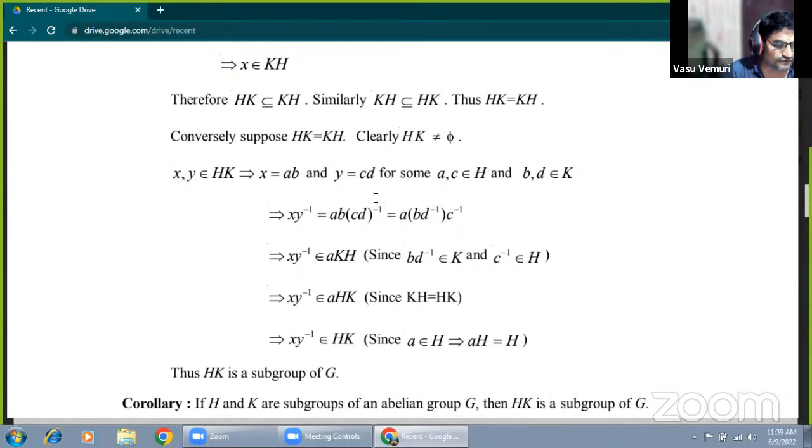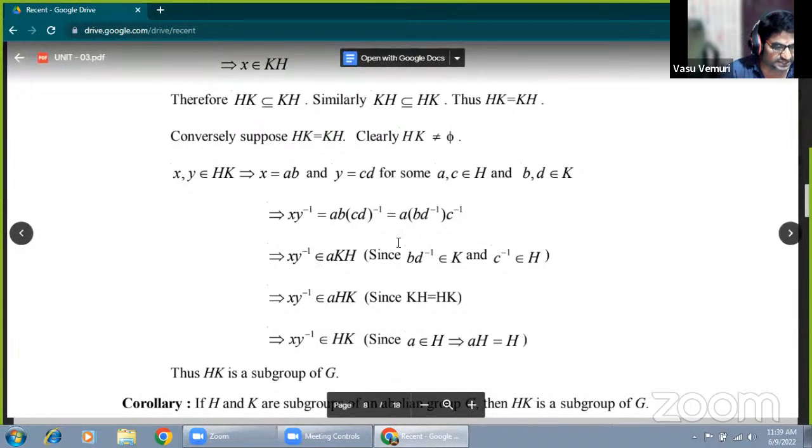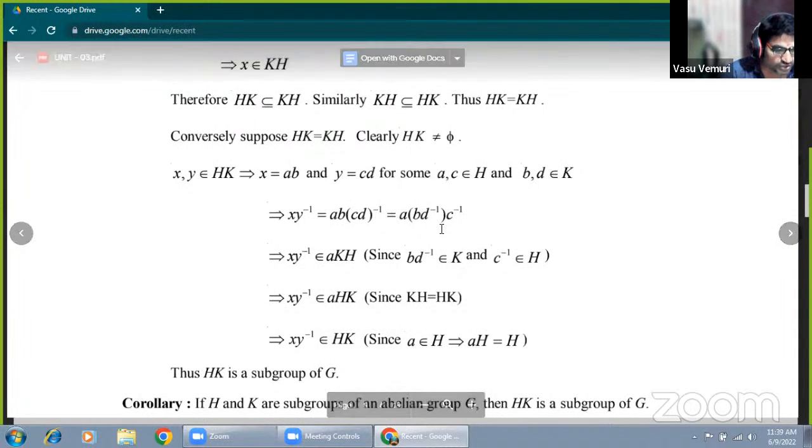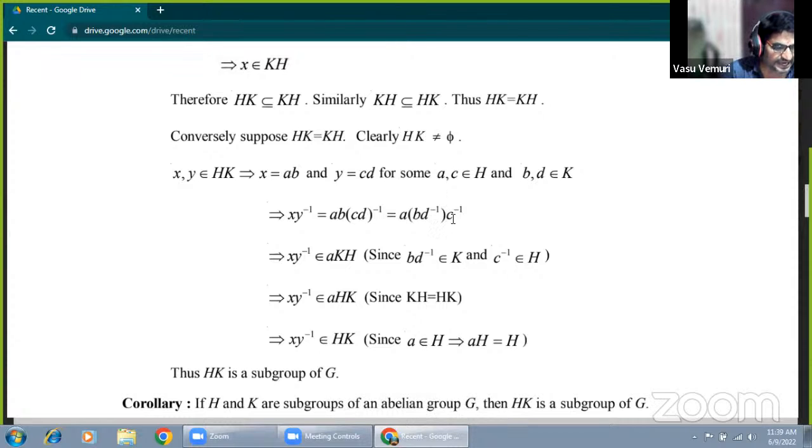The inverse of CD, the whole inverse, means D inverse C inverse. There is no doubt, D inverse C inverse. Just you have to write this one. Now A, B, D inverse, C inverse. See, this value is D inverse C inverse. BD inverse is one of the elements, and C inverse is also taken at the right side. So XY inverse belongs to, according to this, the element represented as KH. BD inverse belongs to K. This K is also a subgroup.